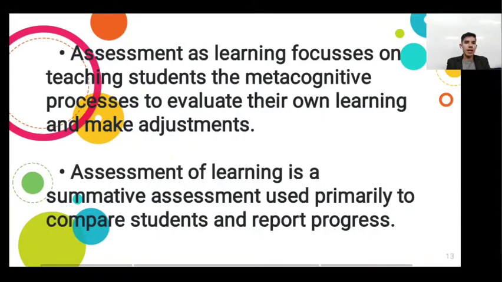Next, lastly is that assessment as learning. So, tandaan mo kung si assessment of learning ay of course ending, of course tapos na. Si assessment as learning naman is about focuses on students, teaching students the metacognitive process to evaluate their own learning and make adjustments. Okay, ito yung assessment as learning as self-evaluation. Okay, paano po sinasabing as self-evaluation?